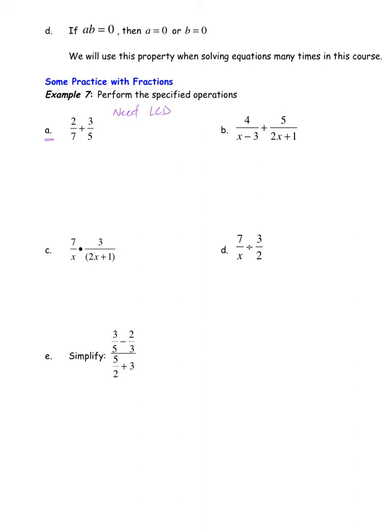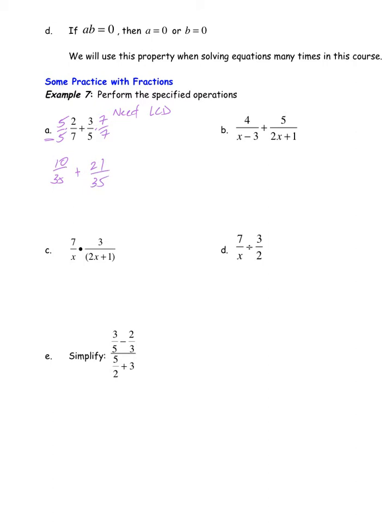So what we're going to do is multiply each of the fractions by a funny form of 1. We can always multiply a number by 1 and get the same value. So here we're going to multiply this first fraction by 5/5. And the second fraction, 3/5, we're going to multiply by 7/7, multiplying both by a funny form of 1. Once we do that multiplication, we're going to have 10/35 plus 21/35.